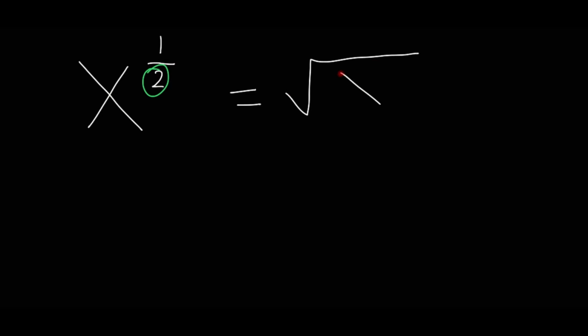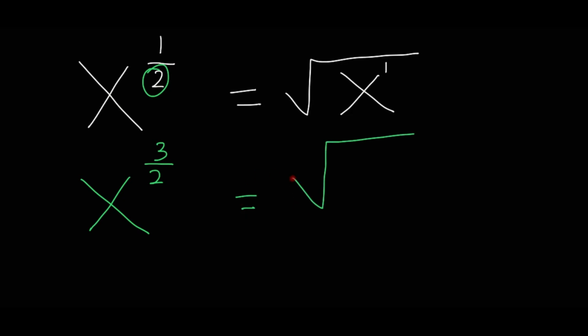Let's say we only have x to the power half. When the denominator of the fractional exponent is 2, it means we have a square root. It is the same as x to the power 1. So the reverse is true.